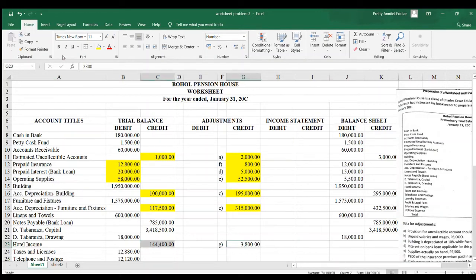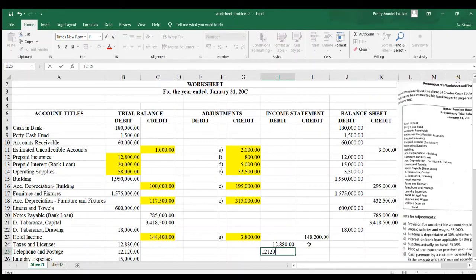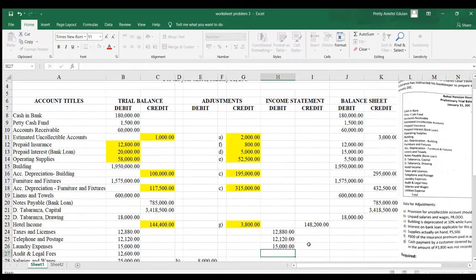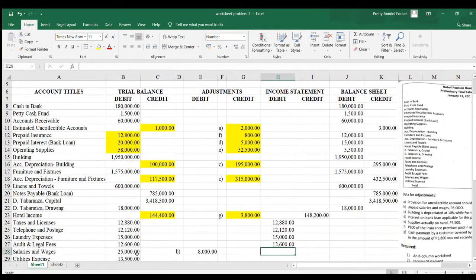Then we are already here in the income. We have an adjustment, so we have to add 144,400 plus 3,800, that is 148,200. It's on the credit side. Then these are expenses, so simply copy, there are no adjustments. How about your salaries and wages? We have a debit amount and another debit amount. So 25 plus 8 is 33. Let's add. Yes, it's 33,000.